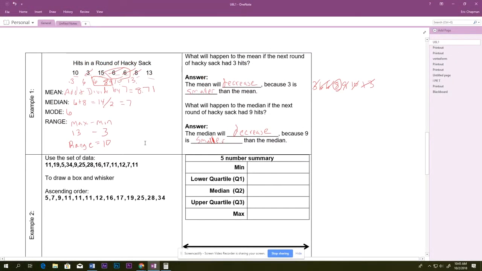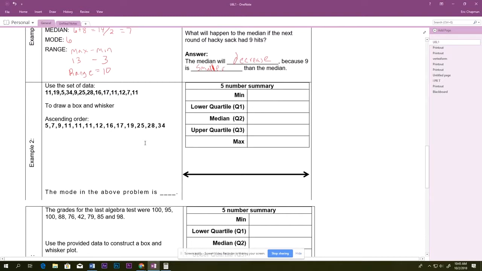Now let's take a look at example 2. We are going to draw a box and whisker plot. So we have our data set. They were nice enough and they put it in order for us already. So let's start filling out our 5-number summary. Let's go to our min. It is 5. Let's go to our max. It is 34. All right, now let's start finding the number in the middle.